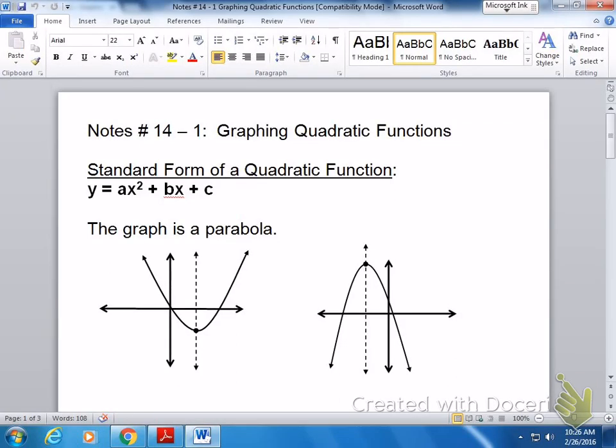All right, guys, so we're starting a new chapter today, 14.1. We're going to be graphing quadratic functions. This is a little bit tamer than what we've been doing. You really need to get this first section down. It's not hard. If you get this section down, the whole chapter is going to be easy.